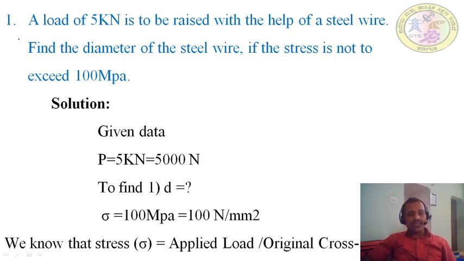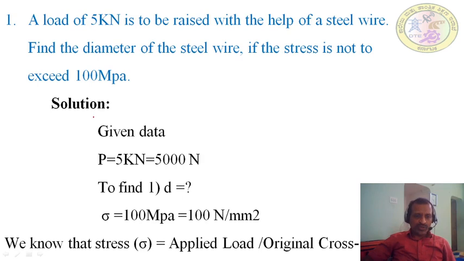So first we will see problem 1. What does this problem say? A load of 5 kN is to be raised with the help of a steel wire. Find the diameter of the steel wire if the stress is not to exceed 100 megapascal. After reading the problem carefully, read it twice, thrice, and understand properly what is given and what is asked to find out.